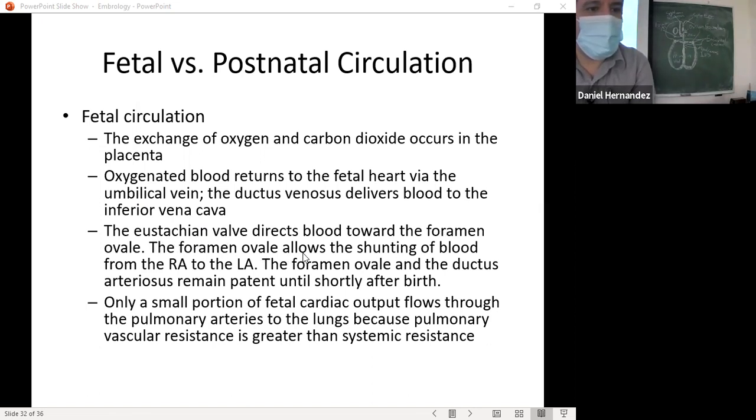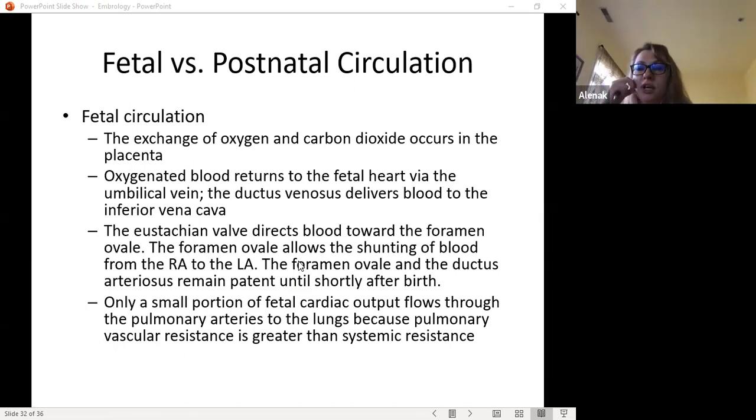The foramen ovale allows the shunting of blood from the right atria to the left atria. And the foramen ovale and the ductus arteriosus remain patent until shortly after birth. Only a small portion of fetal cardiac output flows through the pulmonary arteries to the lungs because pulmonary vascular resistance is greater than systemic resistance.